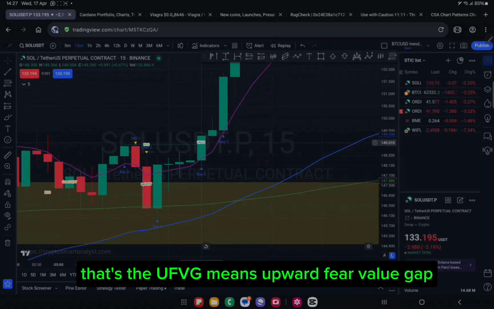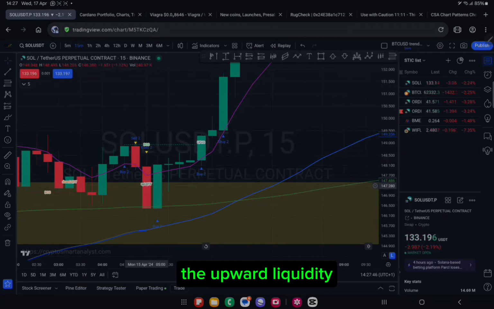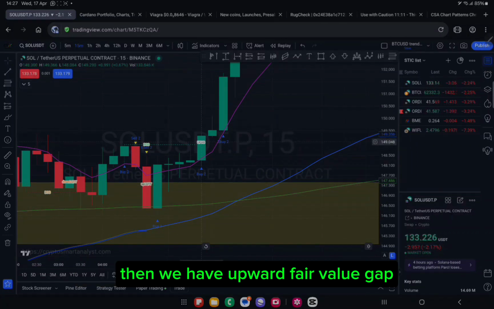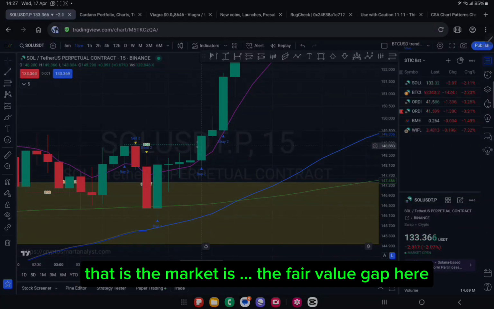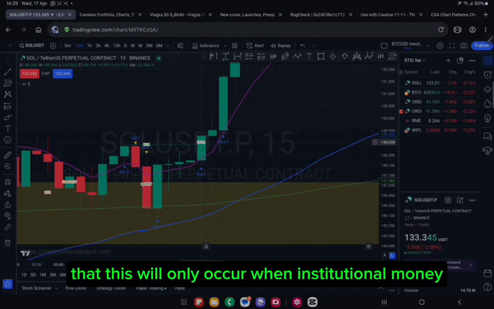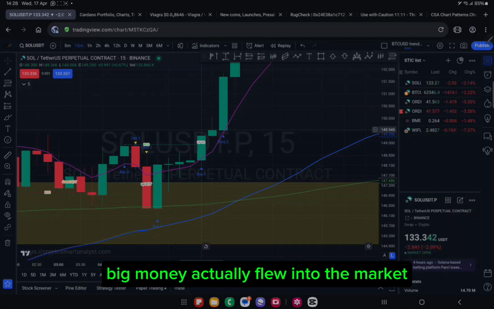That's the UFVG, meaning upward fair value gap. Then we have upward liquidity. You can see we have the upward liquidity here. Then we have the upward fair value gap. We have a fair value gap here. There's a big liquidity here. This will only occur when institutional money, big money, actually flows into the market to pump the market.